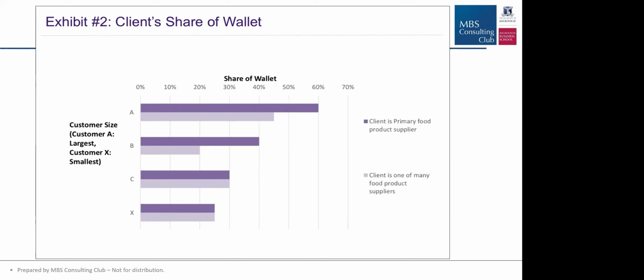Yeah, so we're looking at customer A is our biggest customer, where we have 60% of the share of wallet. And then as we go down, our share of wallet is decreasing. And we potentially have an opportunity where there are other food suppliers supplying the same client. So maybe looking at A, we might be able to extract a higher share, or C, for instance, where we split a 30% share with another competitor.